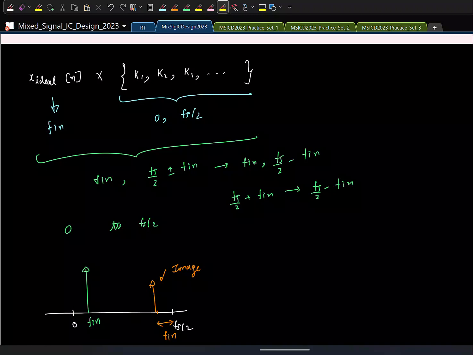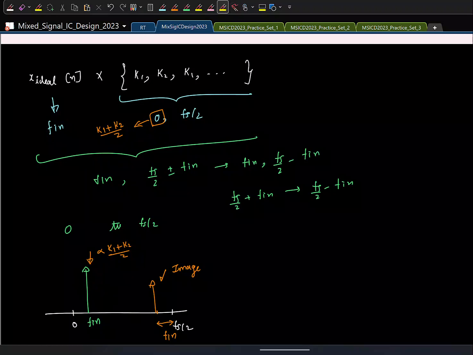And by the way, in this sequence, we know that we have only a DC term and a tone at fs by 2. What is the strength of the DC term? Basically, I'm asking what is the DC in this sequence, or the average of the sequence. This is the sequence, right? K1 plus K2 by 2. So the tone I'll get here will have strength proportional to K1 plus K2 by 2, because you get this when Fn convolves with the DC.